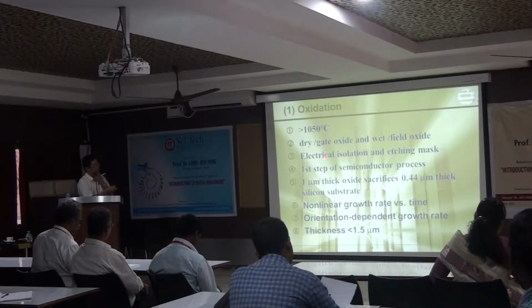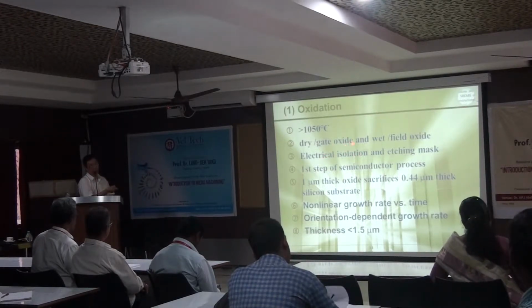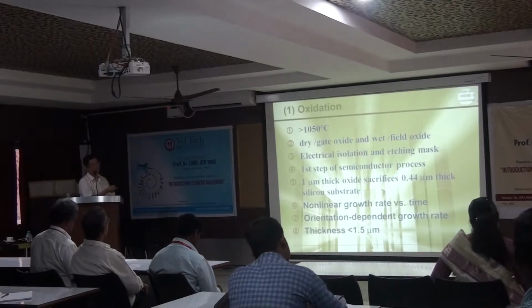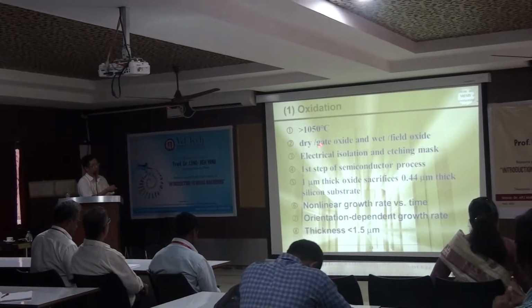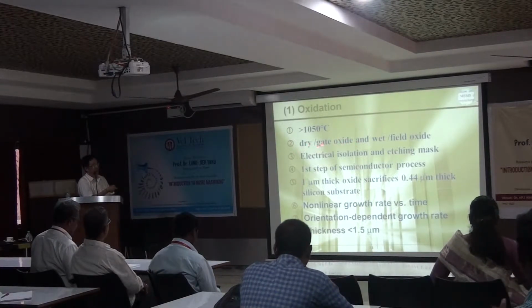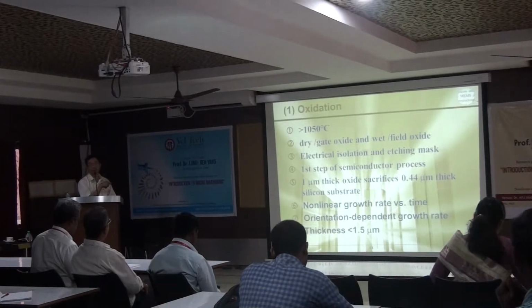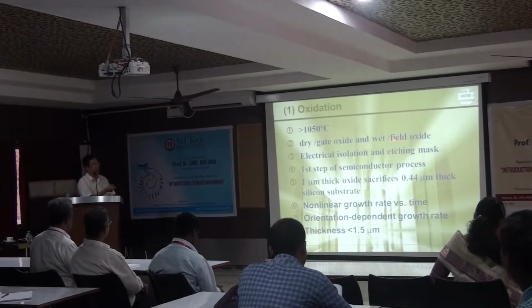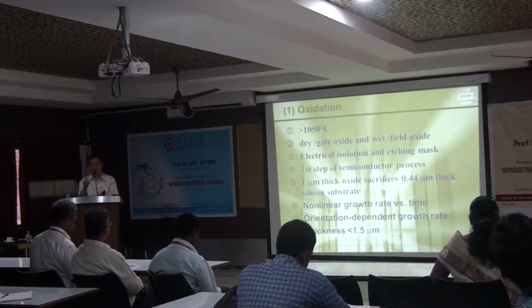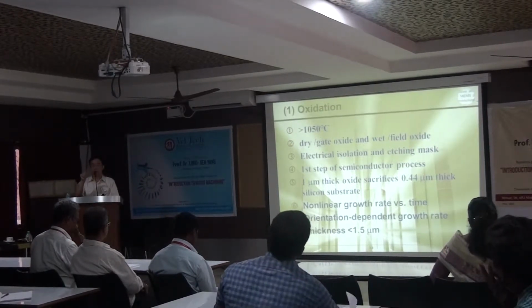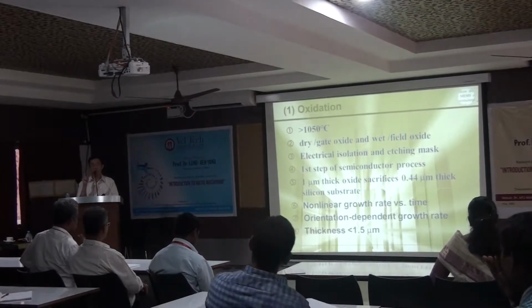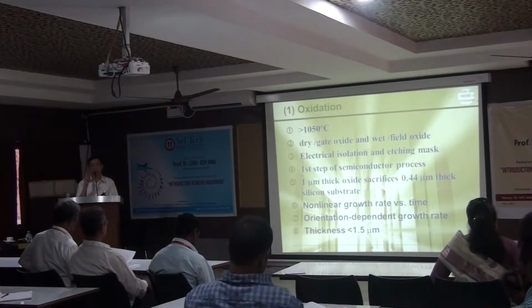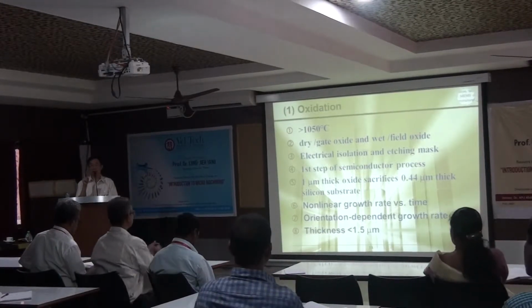If you want to have electrical isolation for a MOS transistor, we need a high quality oxide, we call it the dry oxide or gate oxide. If you want to have the etch mask, you always need very thick oxide, maybe about 1 micron. 1 micron thick oxide is very thick.